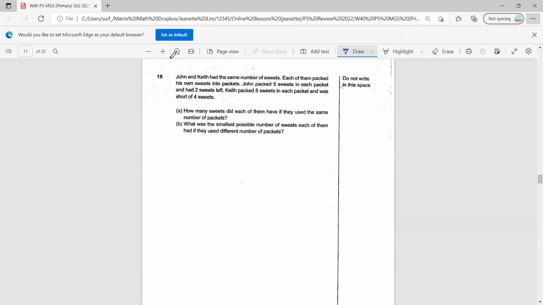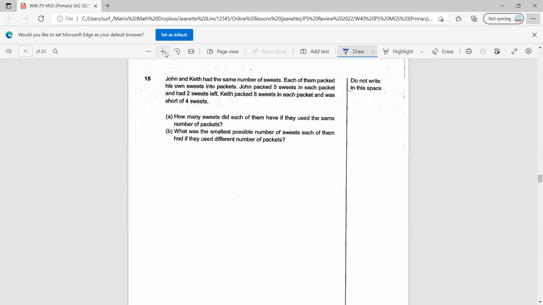John and Keith had the same number of sweets. Each of them packed his own sweets into packets. John packed 5 sweets in each packet and had 2 left. Keith packed 8 and was short of 4. How many sweets did each of them have if they used the same number of packets? So the number of packets must be the same.